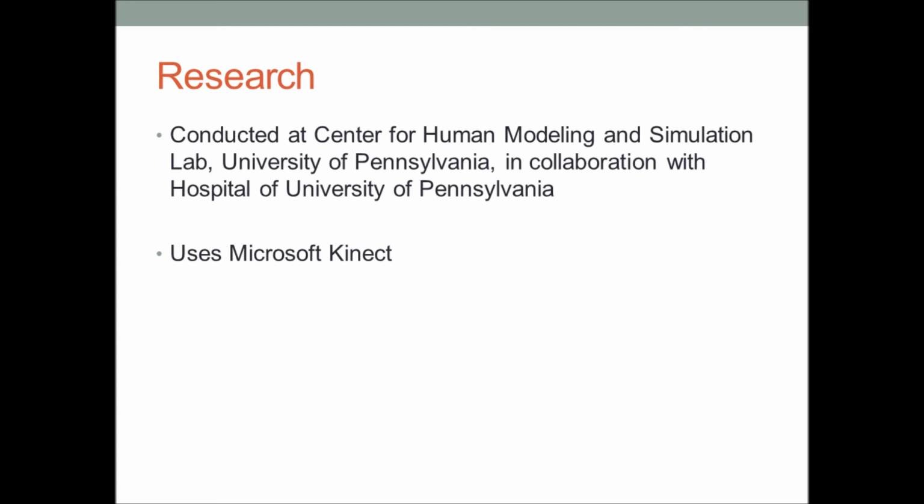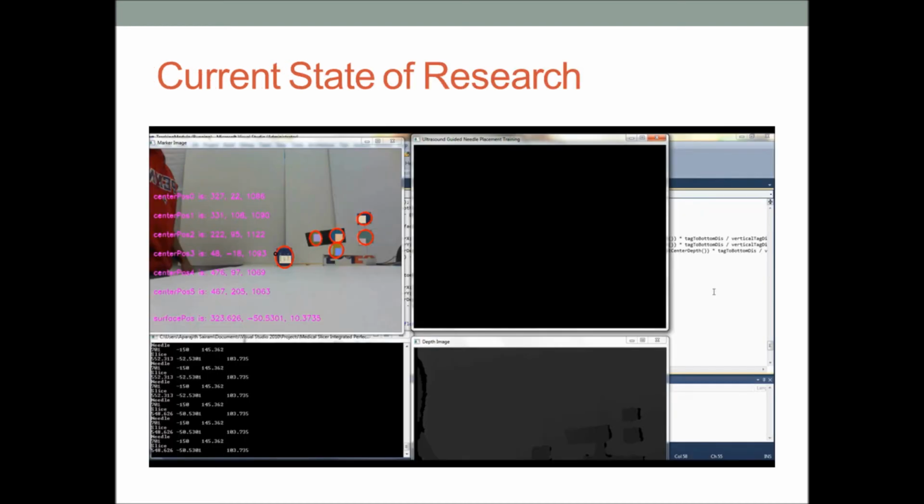In University of Pennsylvania, at Center for Human Modeling and Simulation Lab, research has been conducted in this area in collaboration with Hospital of University of Pennsylvania. Since the ultrasound device has to be simulated, it has to be replaced by a cheaper device. And Microsoft Kinect is the cheapest and the most commonly available device which can serve this purpose. Let us look at the current state of research at the university.